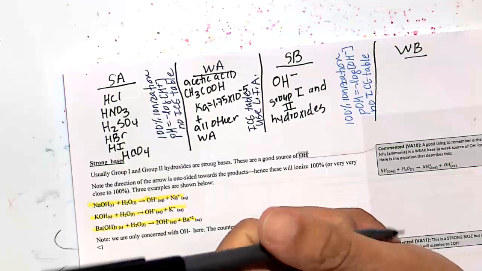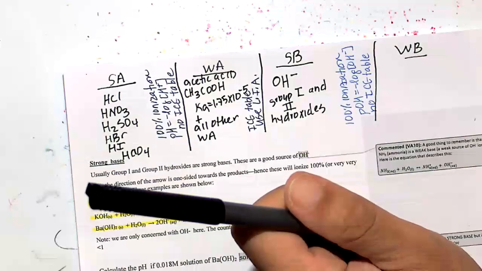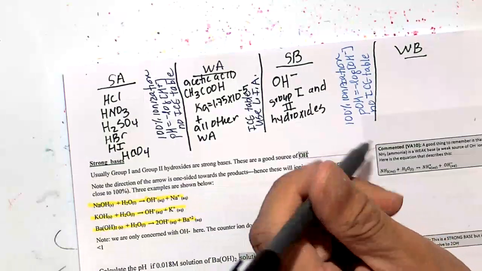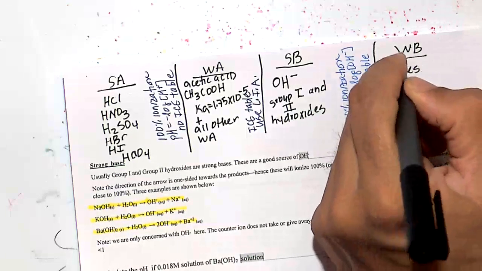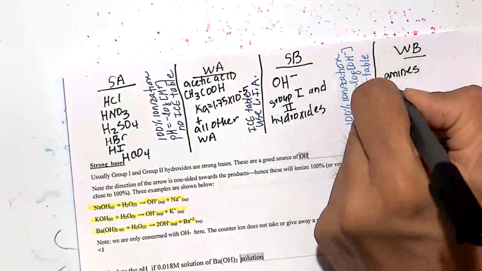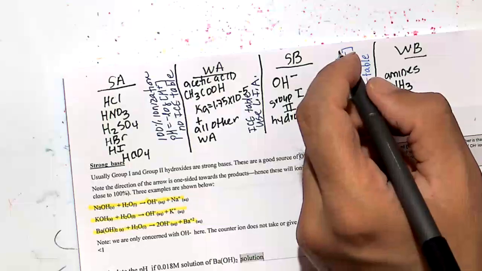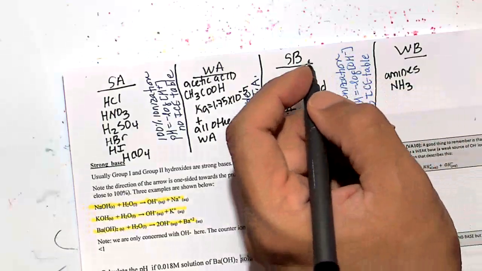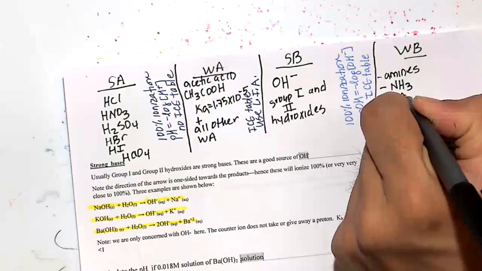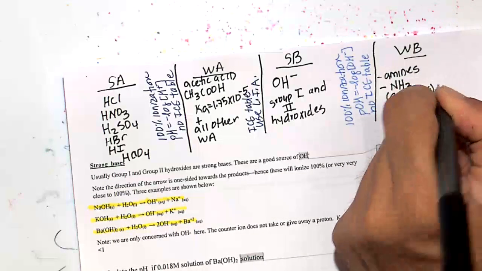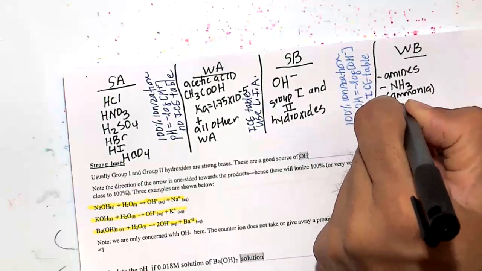All right, what are some weak bases? Do you guys remember the amines? Okay, there's a functional group called the amines. NH3. Okay. NH3 is an amine, or ammonia. Basically, the functional group, the amines, ammonia. You can see some on page 17 of your notes.